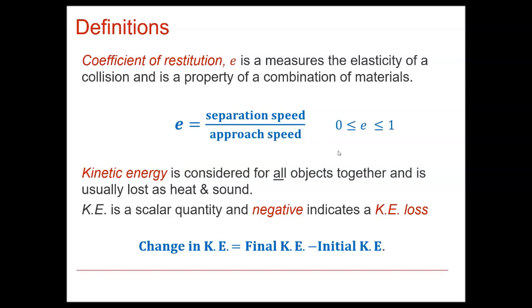And it turns out that this can only have a value between 0 and 1, where 1 would mean that you have a perfectly elastic collision in which kinetic energy is conserved, but most of the time this will be less than 1, and so some of the kinetic energy is going to be lost as heat and sound in the collision. Alright, so the change in kinetic energy, defined this way, will have to be negative in such a case.